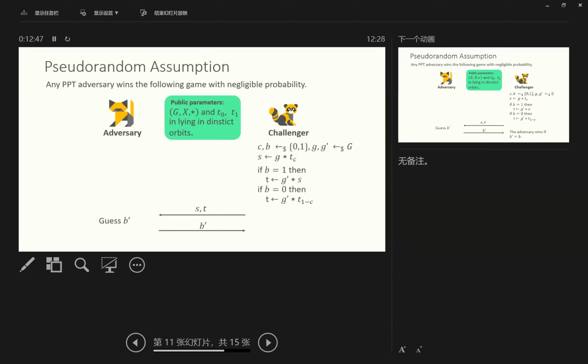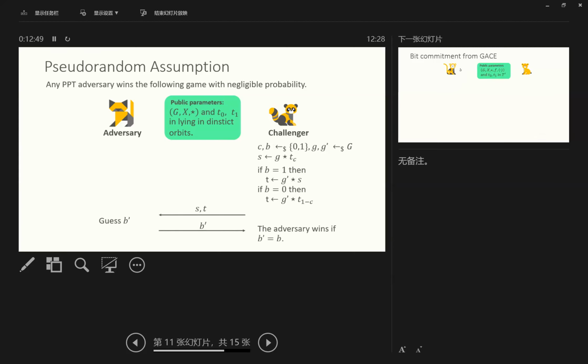and the adversary must guess B prime. The adversary wins if and only if B prime is equal to B. So the adversary must understand whether S and T lie or not in the same orbit.